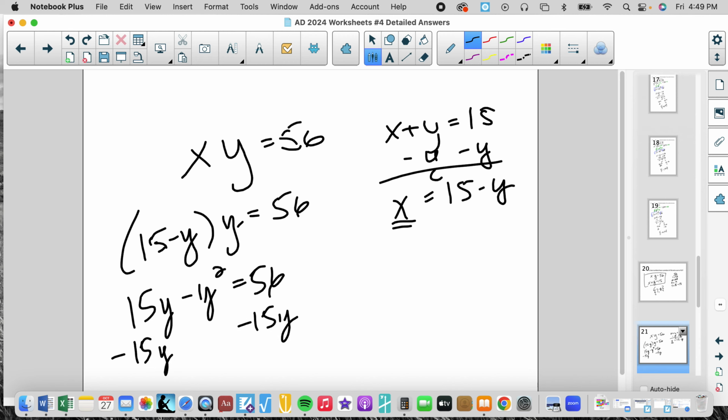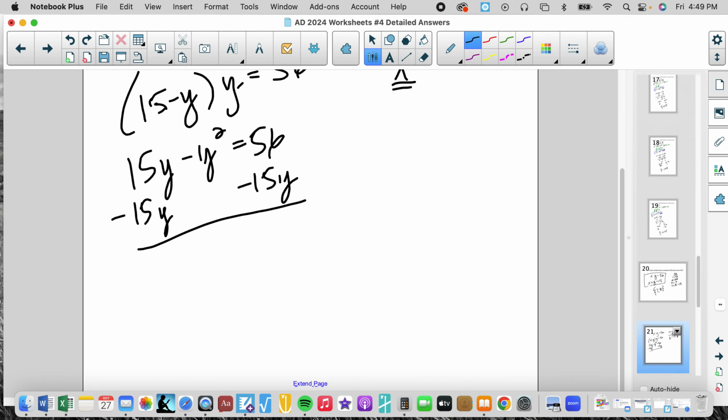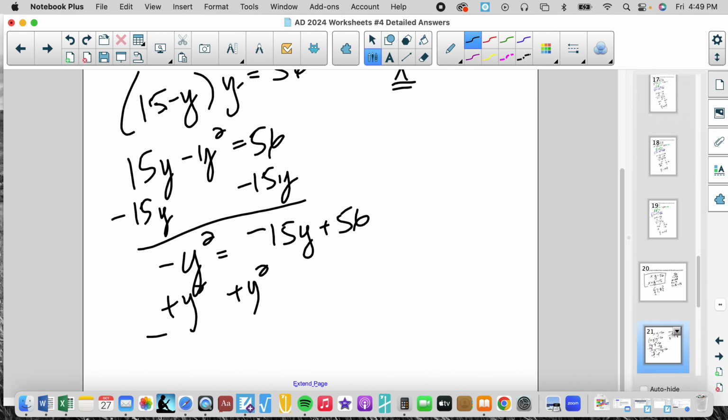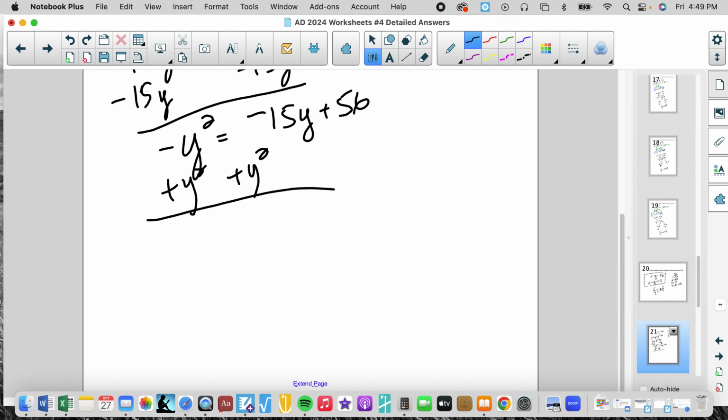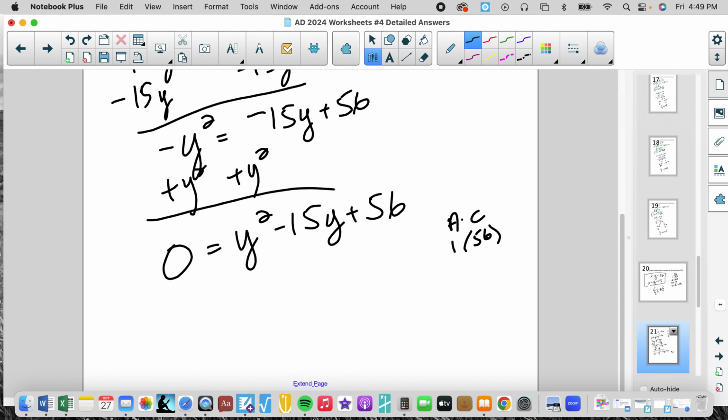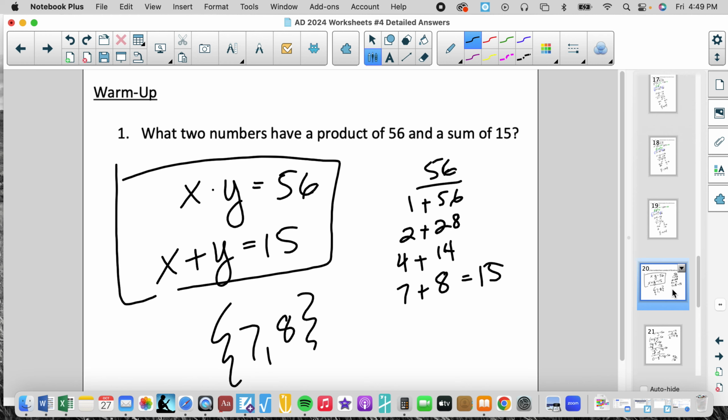Yeah, this is way too long. But mathematically, this is what we would be doing. Negative y squared equals negative 15y plus 56. We can move the y squared, and notice I set it equal to 0. It likes doing that today. y squared minus 15y plus 56. And so we set it equal to 0, and my first term was positive. So we can do a times c, which is 1 times 56, factors of 56, 1 and 56. And you notice that we end up doing something similar to this. And we're just intuitively smart enough to know.